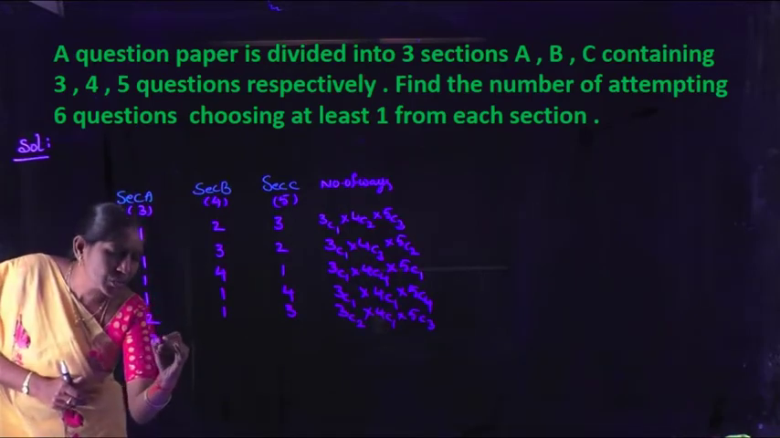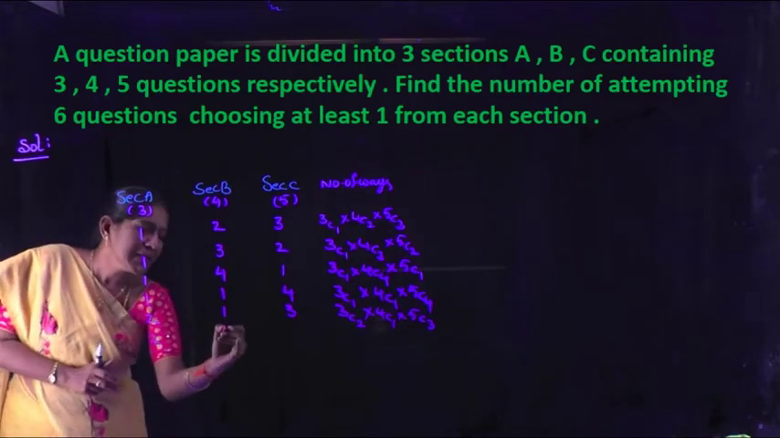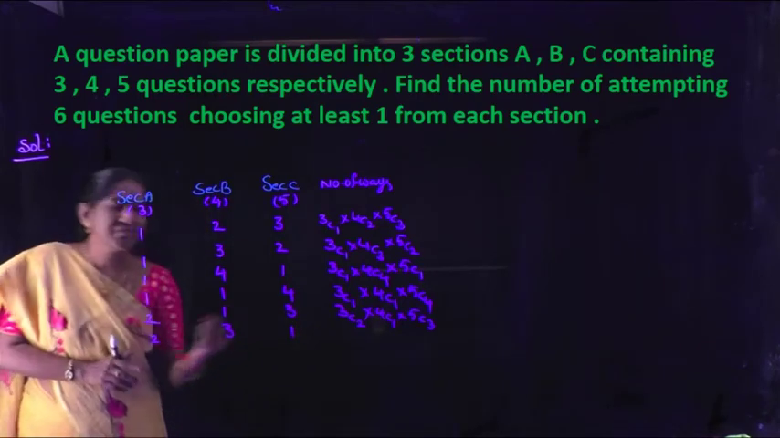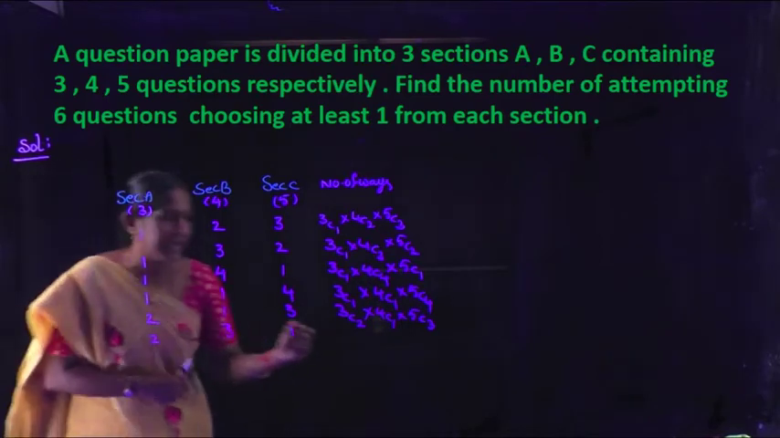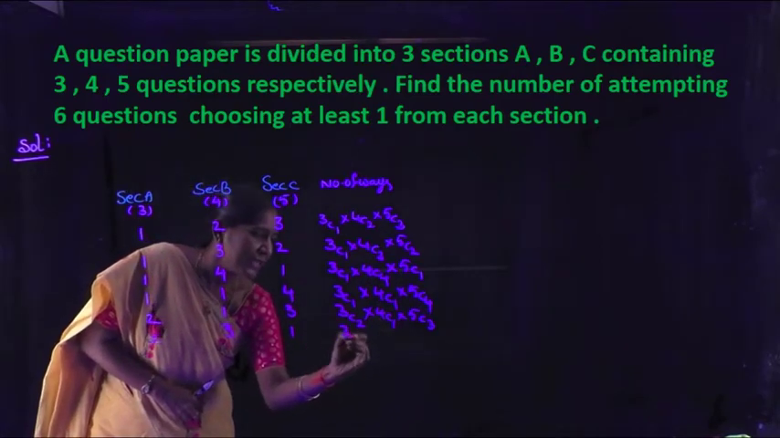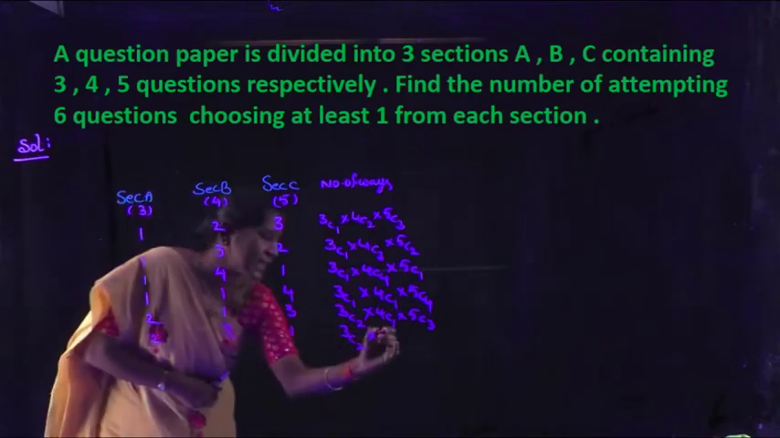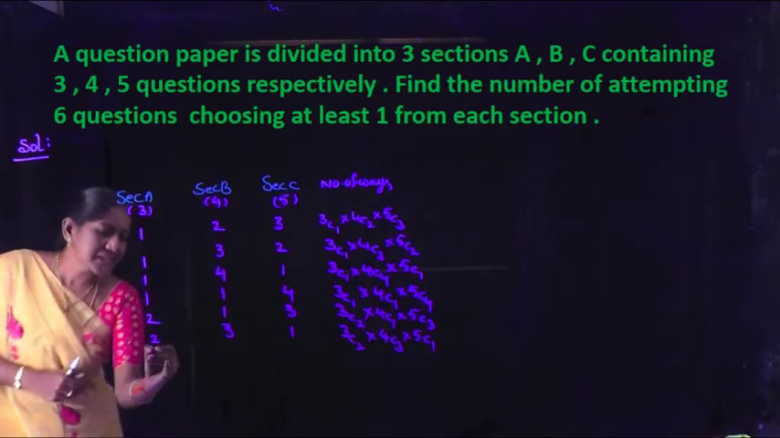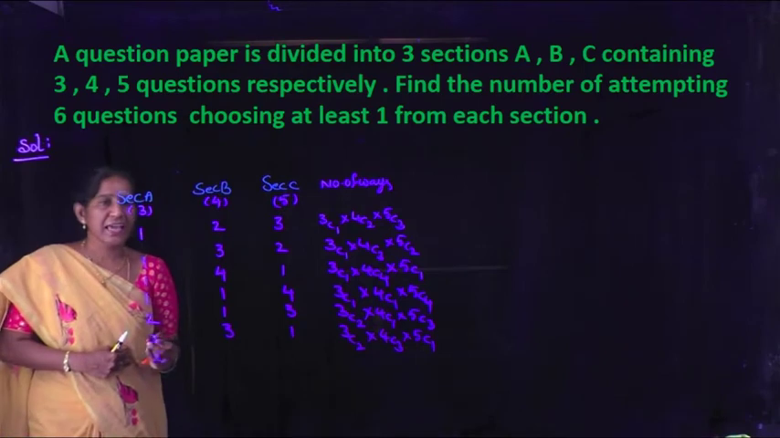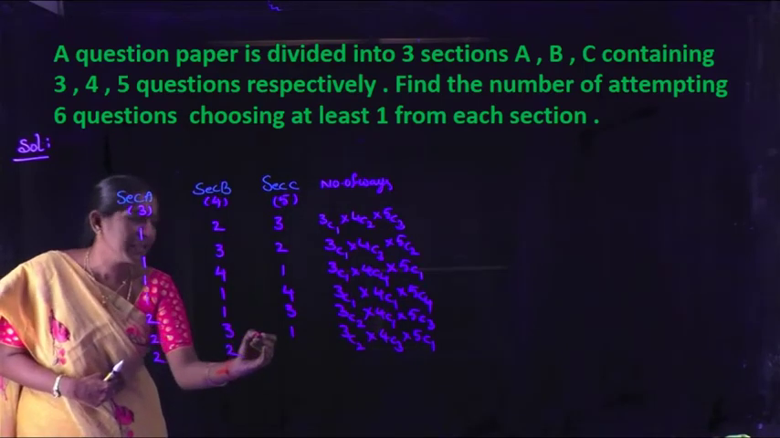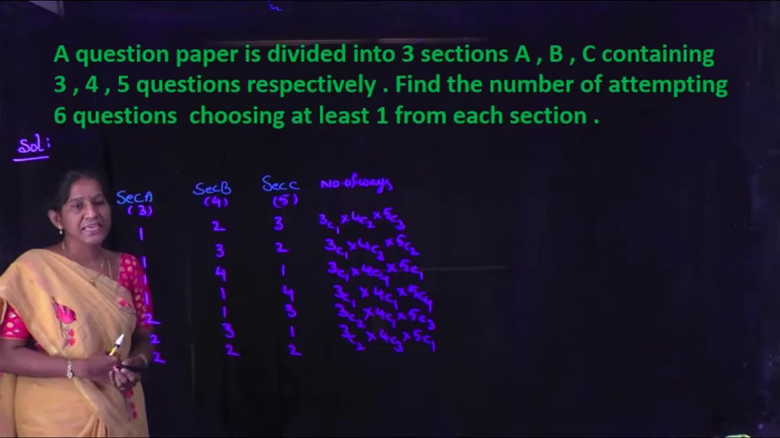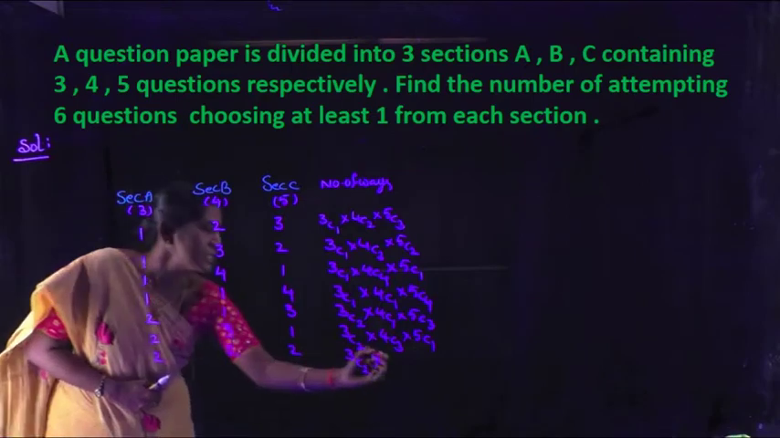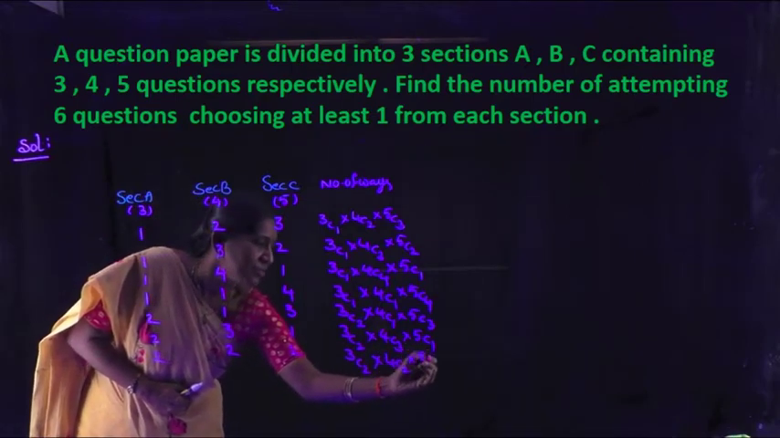Or select 2 questions from section A, select 3 questions from section B, select 1 question from section C. This can be done in 3C2 into 4C3 into 5C1 ways. Or select 2 questions from section A, select 2 questions from section B and select 2 questions from section C. This can be done in 3C2 into 4C2 into 5C2 ways.